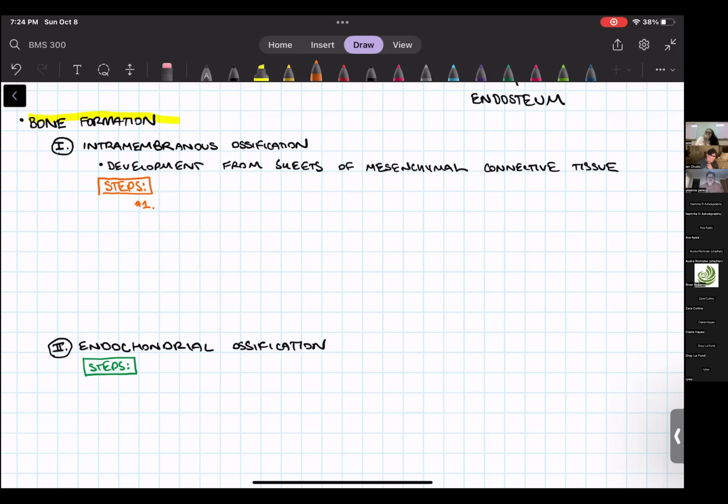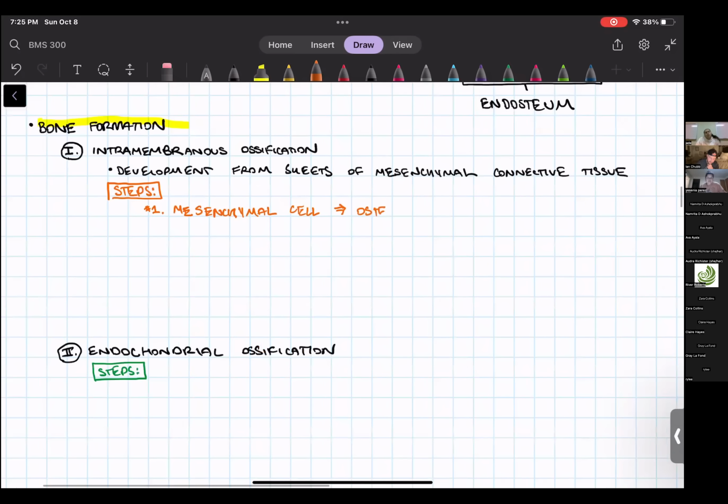So the first step for intramembranous is we always are going to start with mesenchymal cells. And we should remember these are the ones that make connective tissue, and we know that bone is a type of connective tissue. So all connective tissue comes from mesenchymal cells. They're a type of stem cell. They differentiate into whatever type of tissue you're looking for. But because we're talking about bone, these mesenchymal cells are going to start off by becoming osteoblasts.